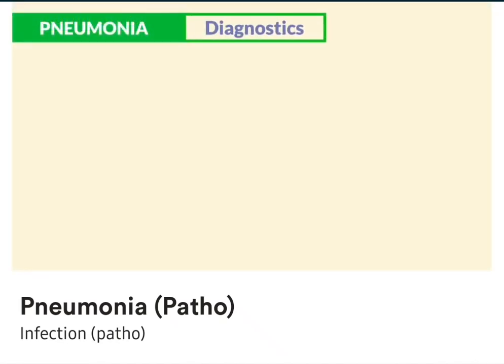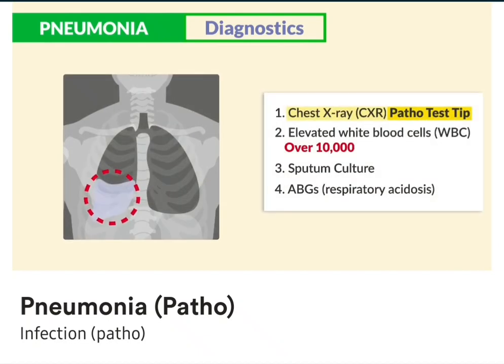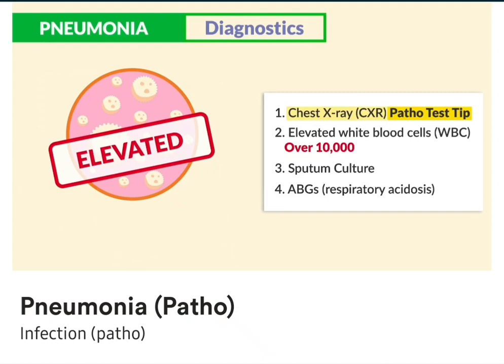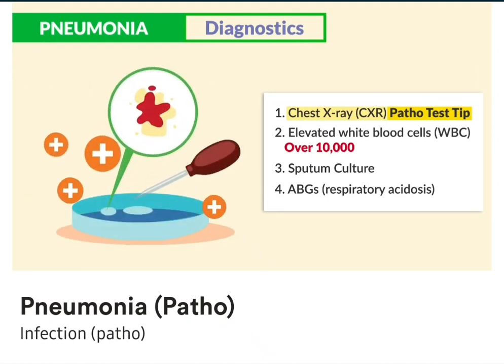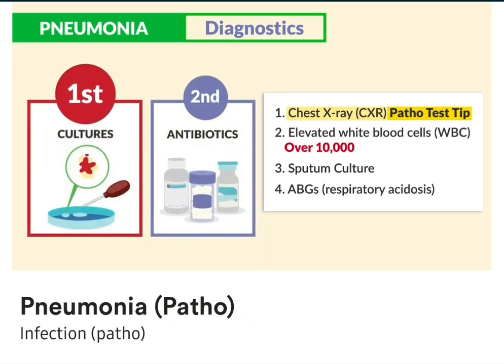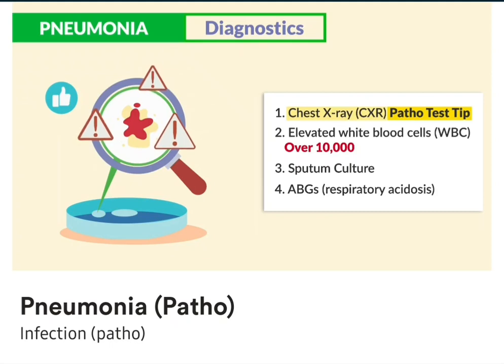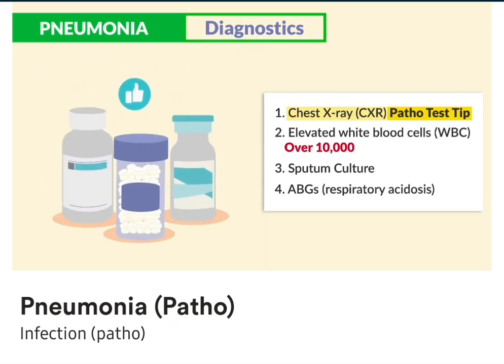Now, speaking of diagnostics, we can always do a chest x-ray that shows infiltrates. We're going to see elevated WBCs, that white blood cell count, over 10,000. And once again, a sputum culture will be positive. So a big test tip here. Cultures are always taken first before starting antibiotics. So just think of the double A's. A for antibiotics are given after cultures are taken. This is done to better identify the organism causing the problem so we can choose the best drug to kill it.